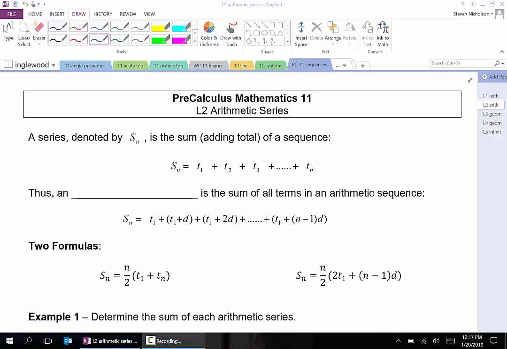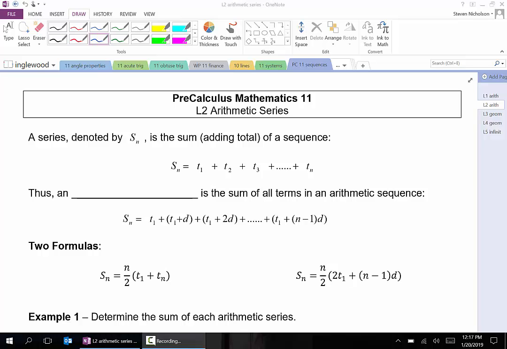The second lesson in this section is arithmetic series. Remembering that an arithmetic sequence is a string of numbers, usually, that have a common difference.